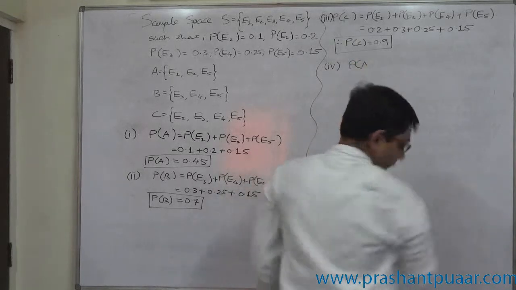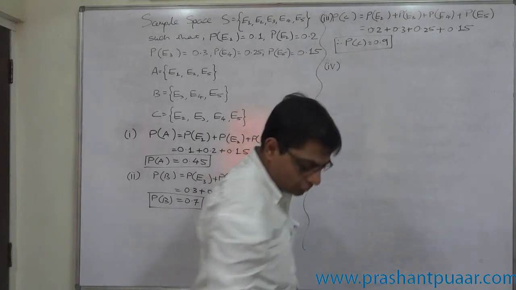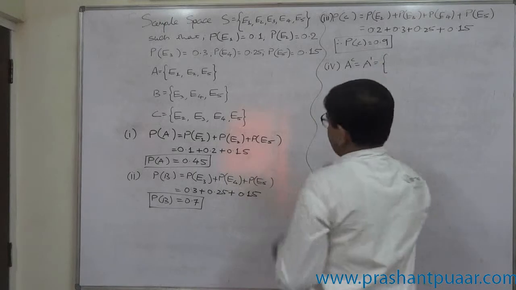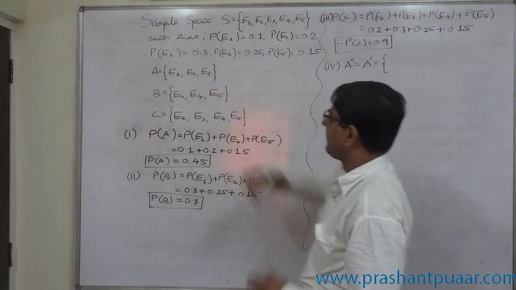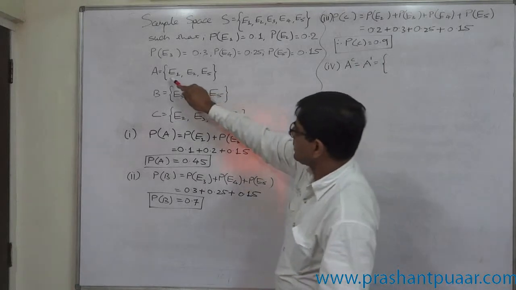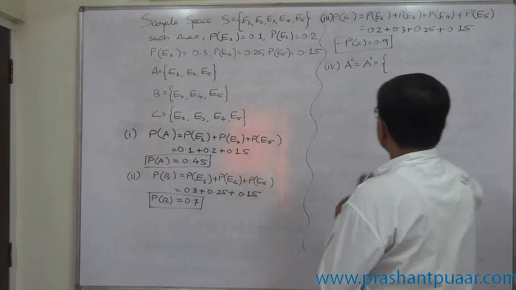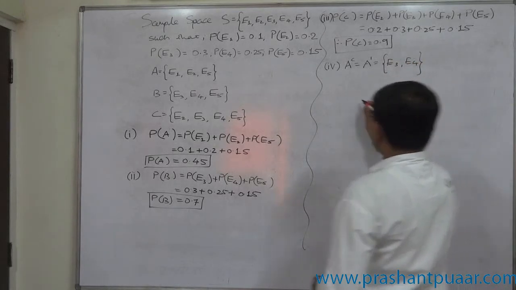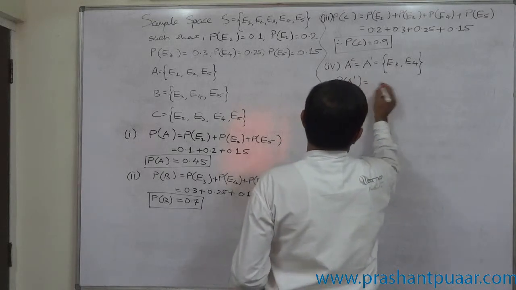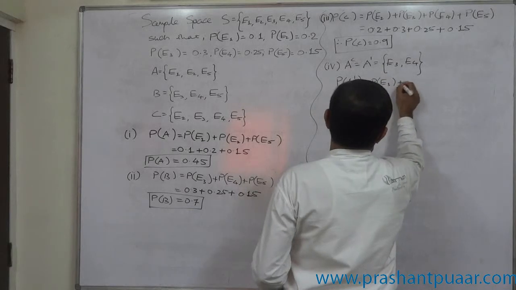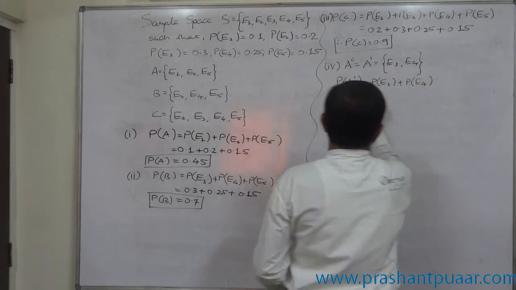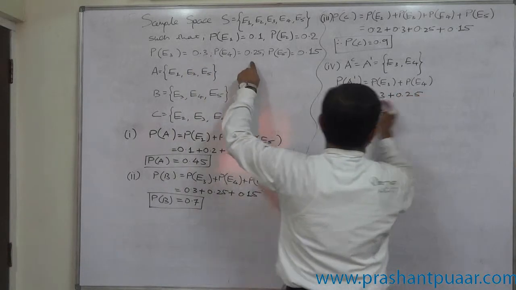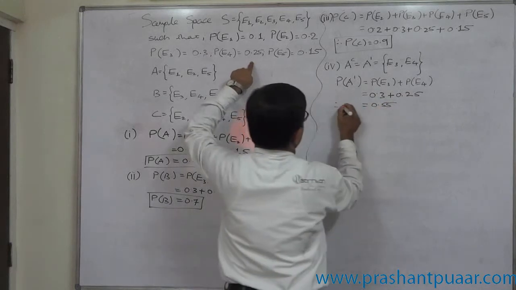First of all, the case favorable to A complement. A includes E1, E2, E5. So A complement should include not E1, not E2 and not E5. So the list starts from E3 and the second case is E4. So probability of A complement will be P of E3 plus P of E4. That means 0.3 plus 0.25. That means 0.55.